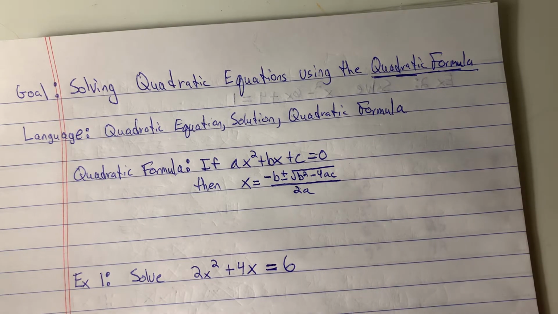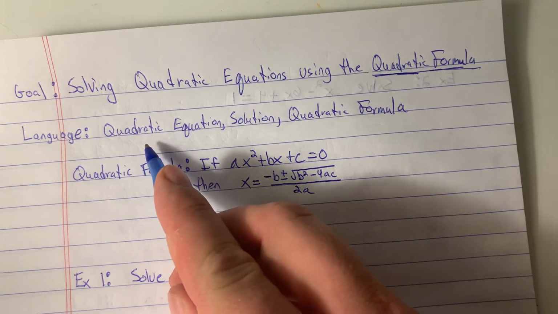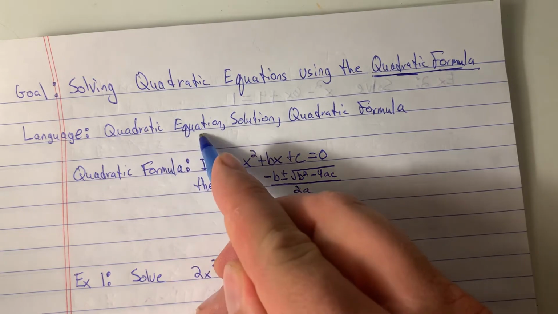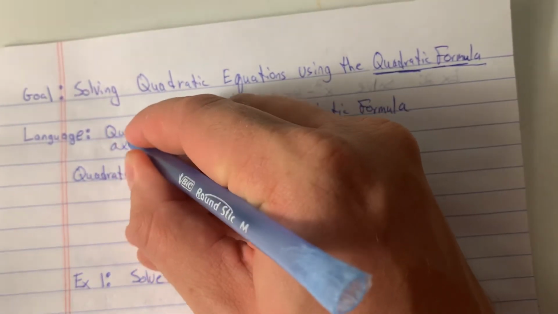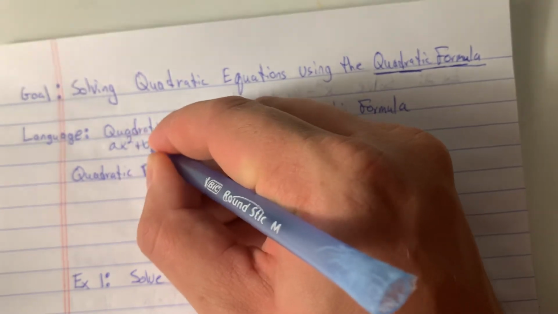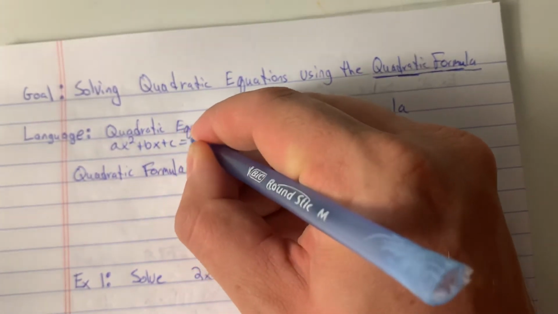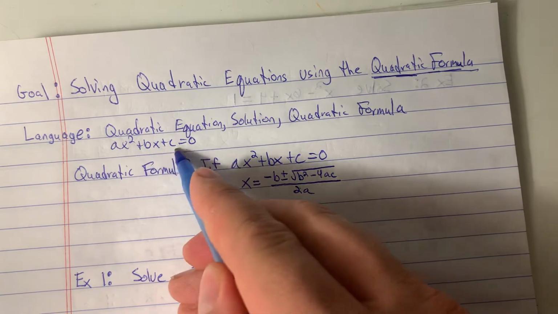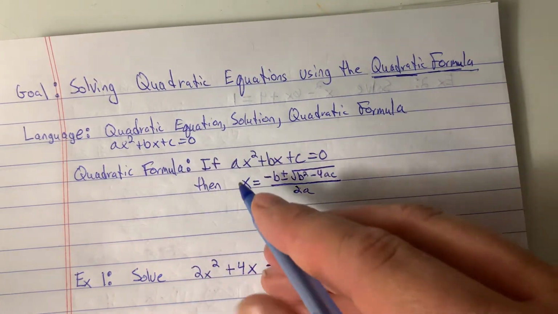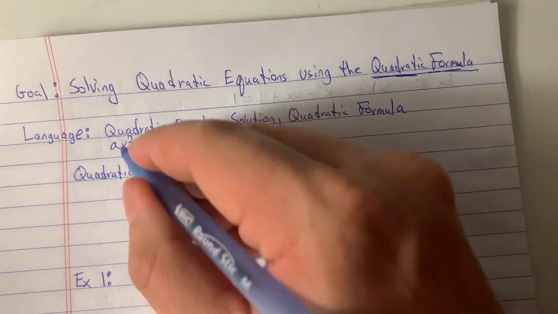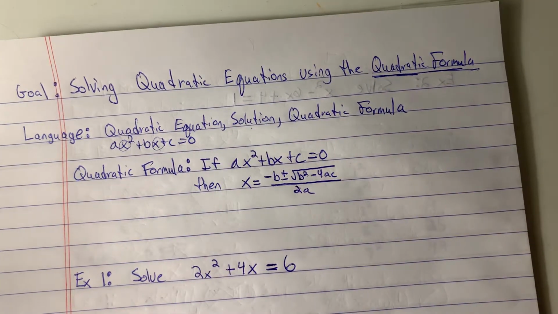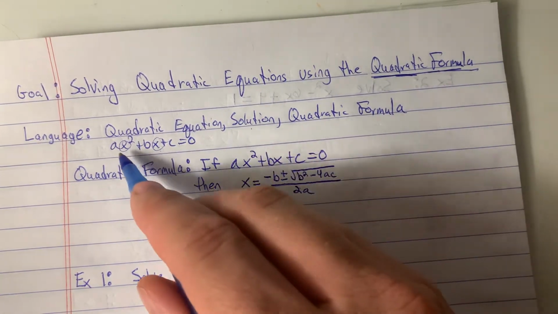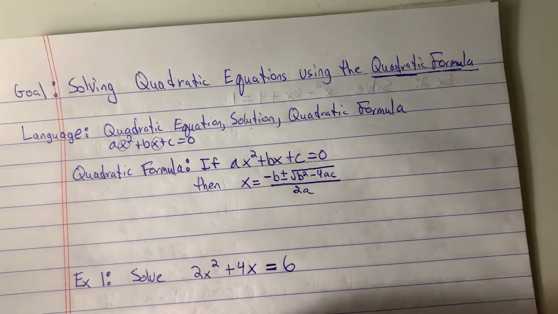Some of the things we're going to need, although this isn't all of them: we need to know what a quadratic equation is. A quadratic equation is anything that can be put into the form ax squared plus bx plus c equals 0. It doesn't have to start in this form, but we have to be able to get it there. A solution to a quadratic equation is what value of x makes this equation true. That's what we mean when we're solving: finding what values of x will make this equation true.